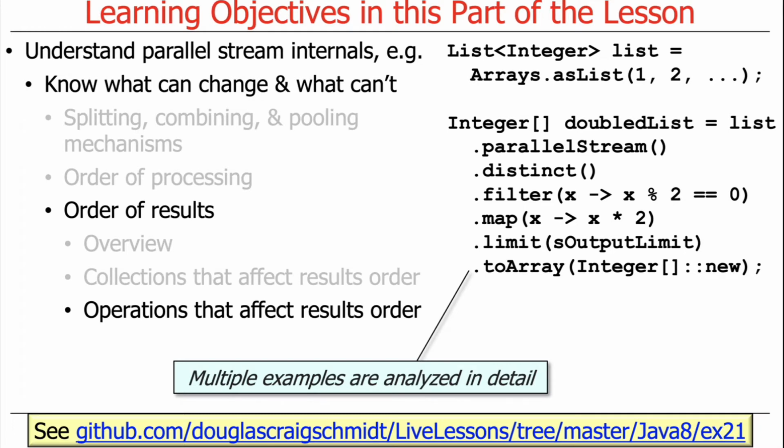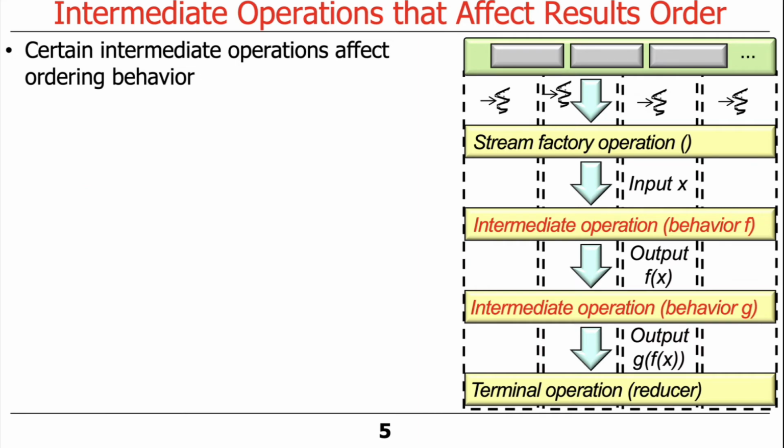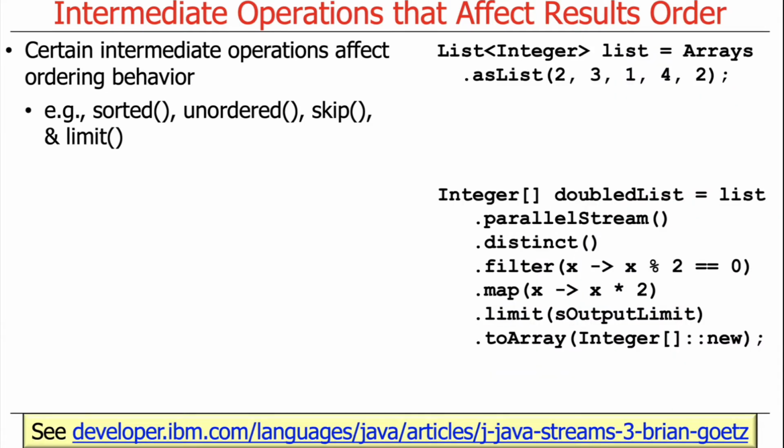So certain intermediate operations will affect the behavior with respect to ordering. Here are some examples, and some of these are pretty obvious, like sorted. Well, that's clearly going to affect the ordering because it's going to sort things. But other ones may not be as clear. So limit, skip, unordered, those are also operations that can affect the ordering of things, whether you skip over stuff, for example, or whether you explicitly say, I don't care about the order, that will affect the results. Or I'm going to limit things to only the first n elements and so on.